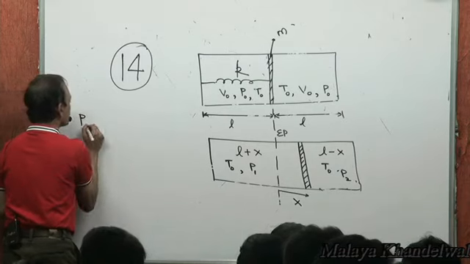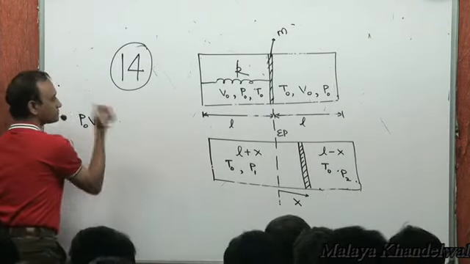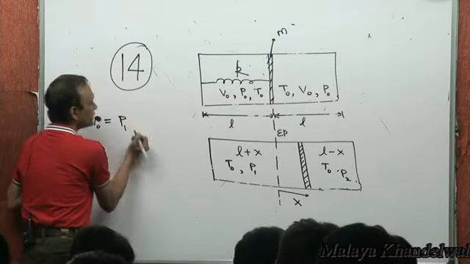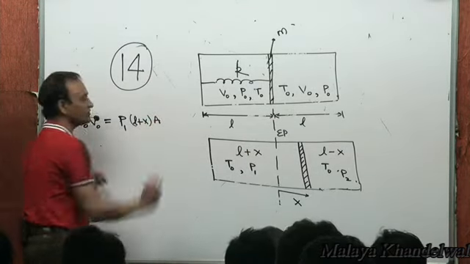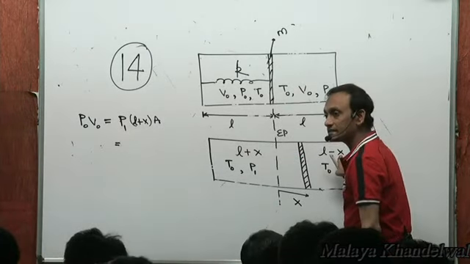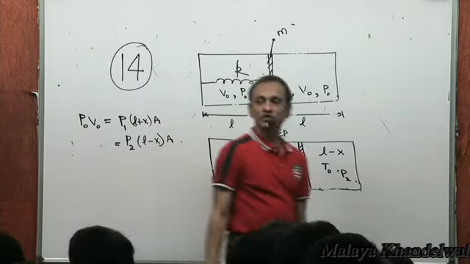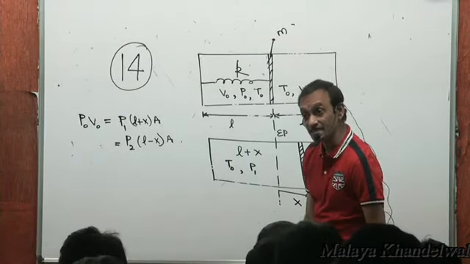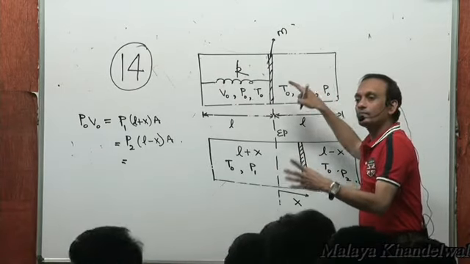So in either case, P0 V0 equals P1 into V1, that is P1 into (L plus x) into the area of cross section A, and P0 V0 equals P2 into (L minus x) into A. Yes or no? Suppose there were n moles of the gas involved. Then each of these chambers had the same number of moles, because it is the same gas, 1 mole each.